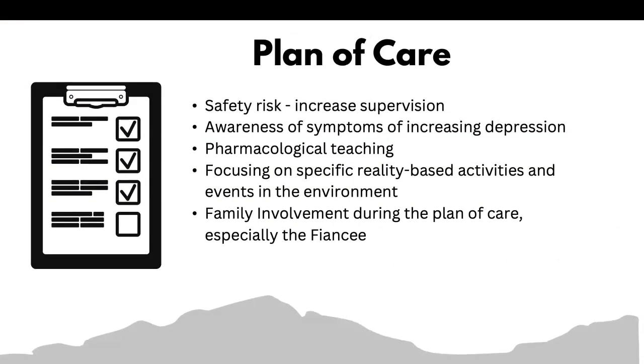The plan of care to consider. As the patient is having hallucination, we have to implement safety measures, including increased supervision. We have to be aware if the symptoms are increasing. We also have to do education teaching on the medicines, focusing on specific reality-based activities and events in the environment, as well as have family involvement during the plan of care, especially the fiancé.